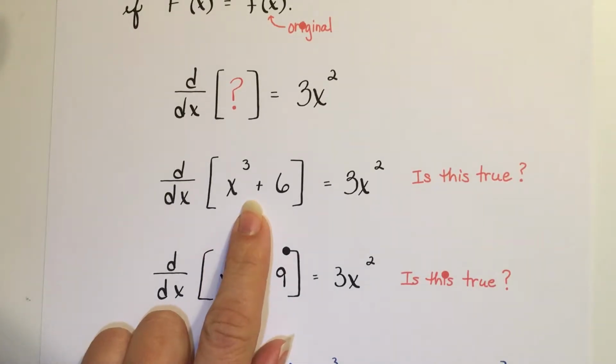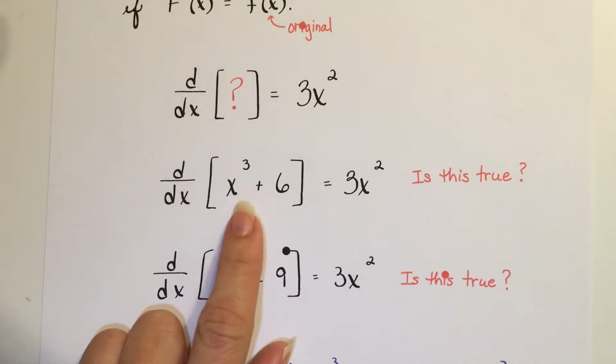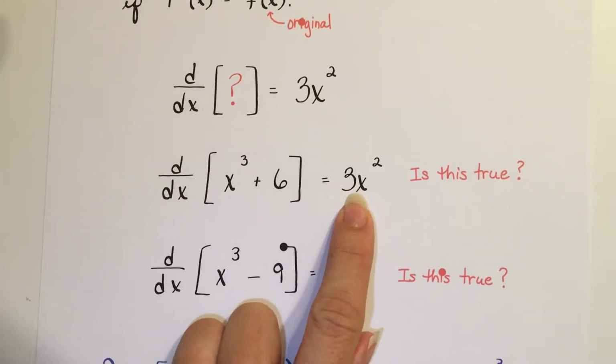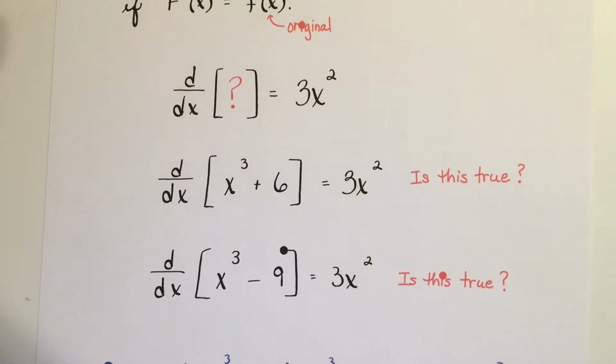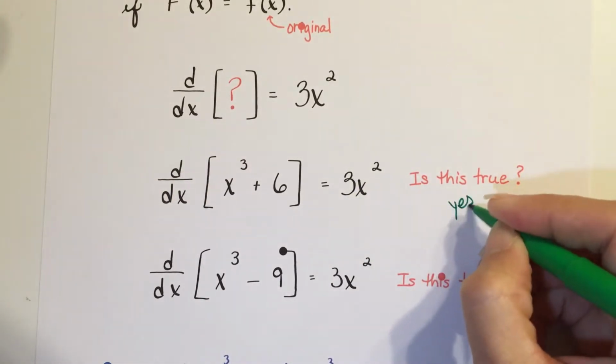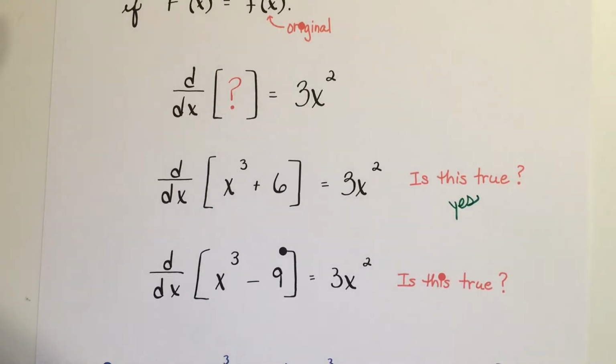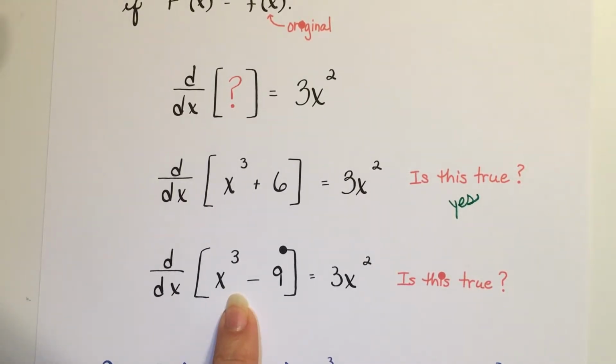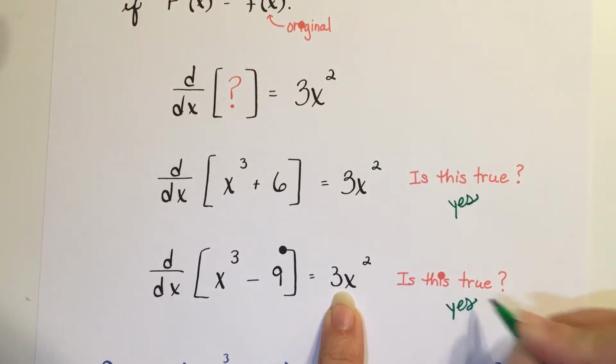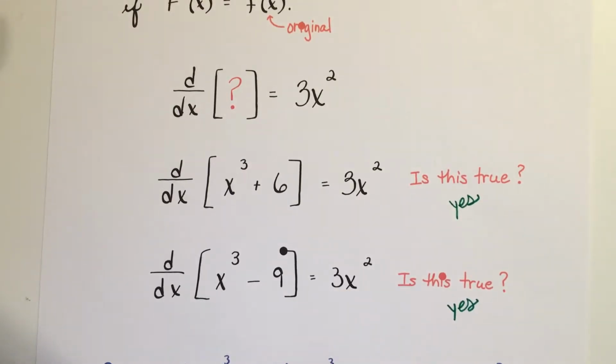So for instance, I have x cubed plus 6. If I were to take the derivative of this, would I get this? And of course, I've got the question there, is this true? And actually, the answer would be yes. But what about this one, the x cubed minus 9? If I take the derivative of x cubed minus 9, would I get 3x squared? And your answer would be yes again, okay?